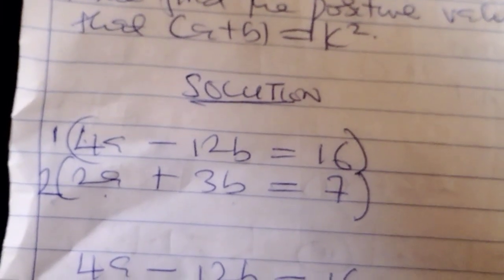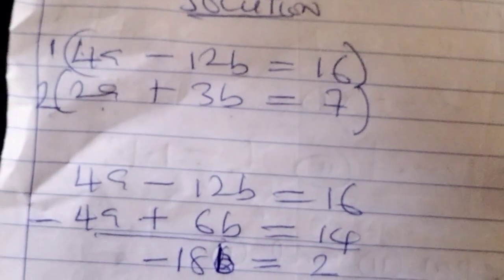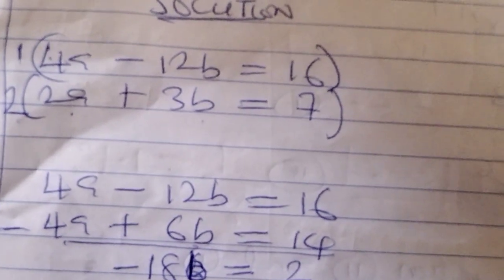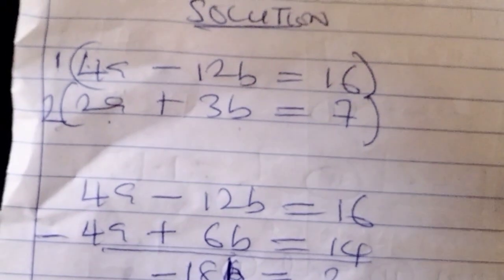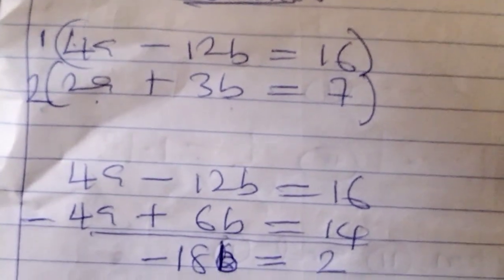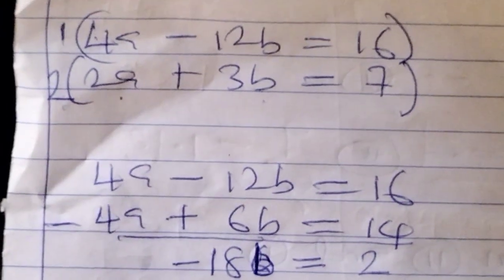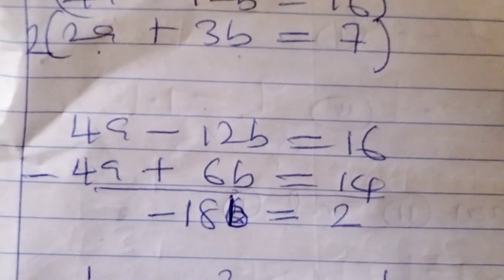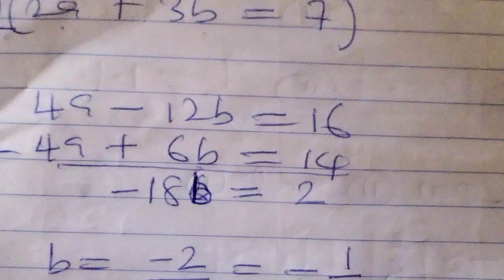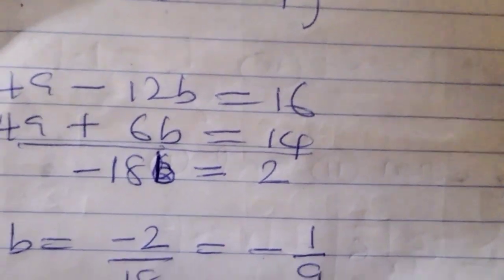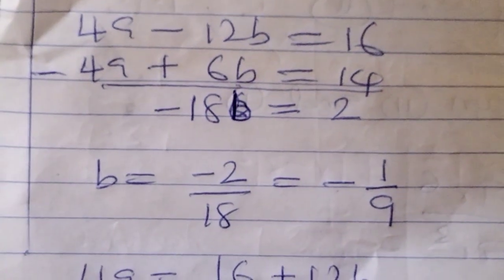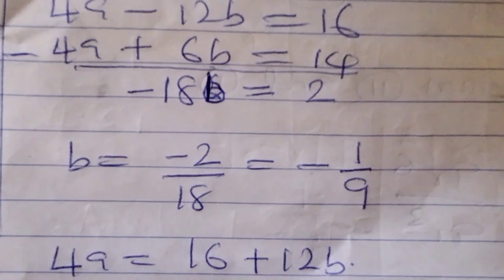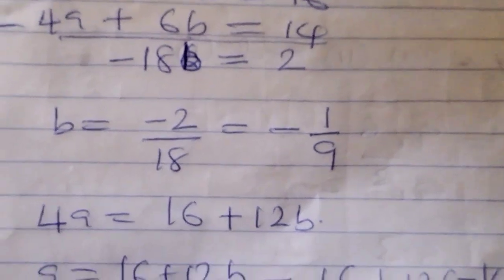equation 1. You open a bracket, we now have 4a minus 12b equal to 16, then 4a plus 6b equal to 14. We'll subtract: 4a eliminates 4a, then minus 12b minus 6b gives us minus 18b, and 16 minus 14 gives us 2. So b becomes minus 2 over 18. That gives us minus 1 over 9 as our b.